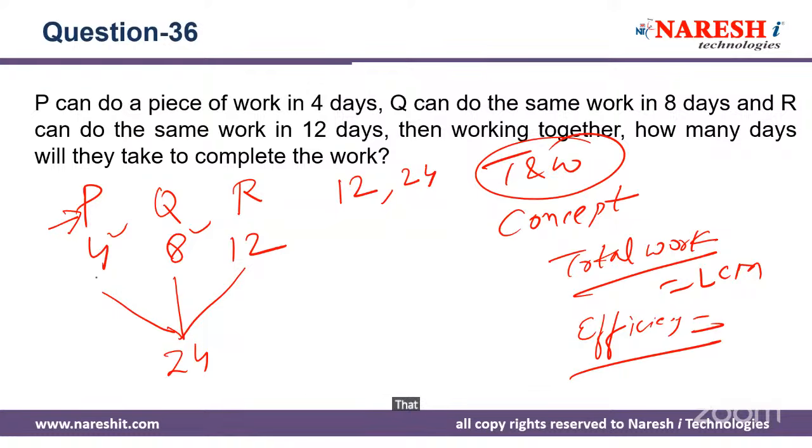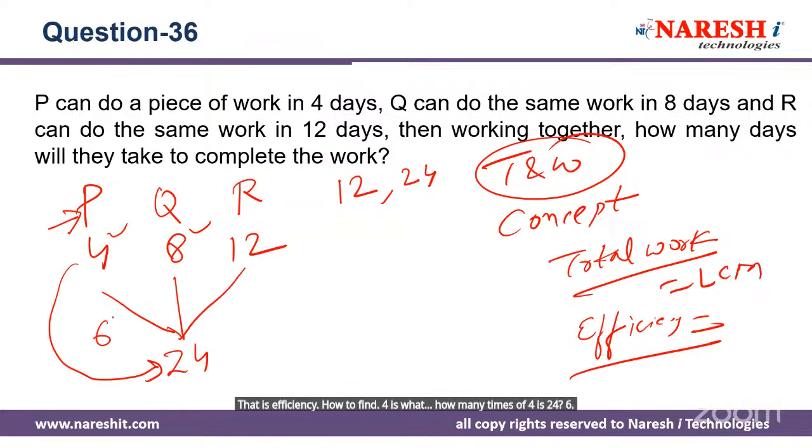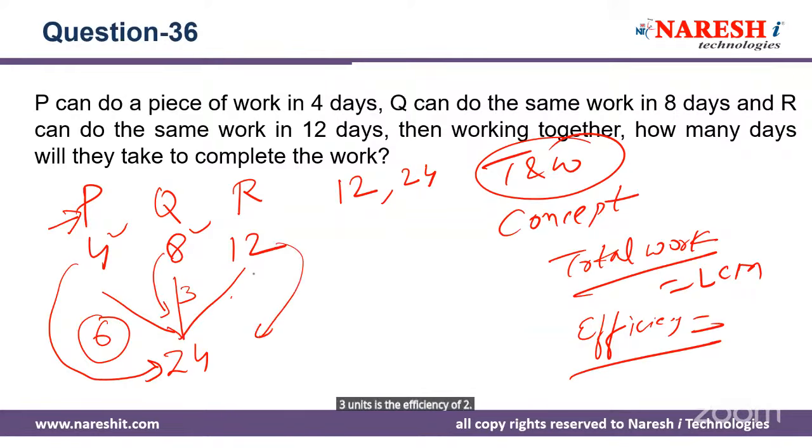That is efficiency. How to find it? How many times 4 is 24? 6. So 6 units is the efficiency of P. Similarly, Q, 3 units is the efficiency of Q. R, 2. What do you mean by efficiency? How much work they can do in one day. So P can do 6 units in one day, Q can do 3 units in one day, R can do 2 units in one day.